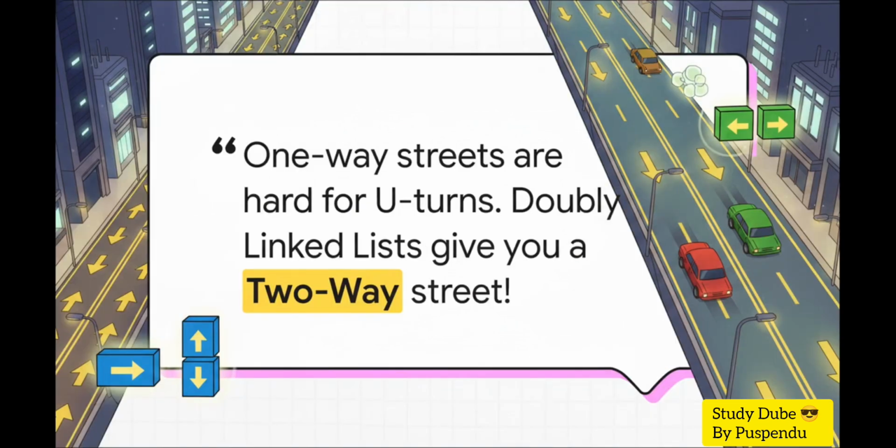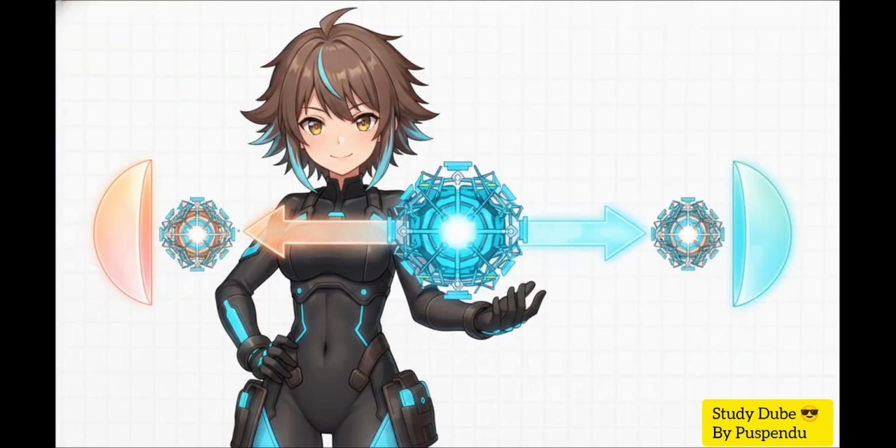I absolutely love this quote. One-way streets are hard for U-turns. Doubly linked lists give you a two-way street. It's so true. Singly linked lists only let you move forward. If you miss your stop, well, you're out of luck. But by adding just one more pointer to our node architecture, we unlock total navigational flexibility. Let's look at how the structural upgrade actually works.